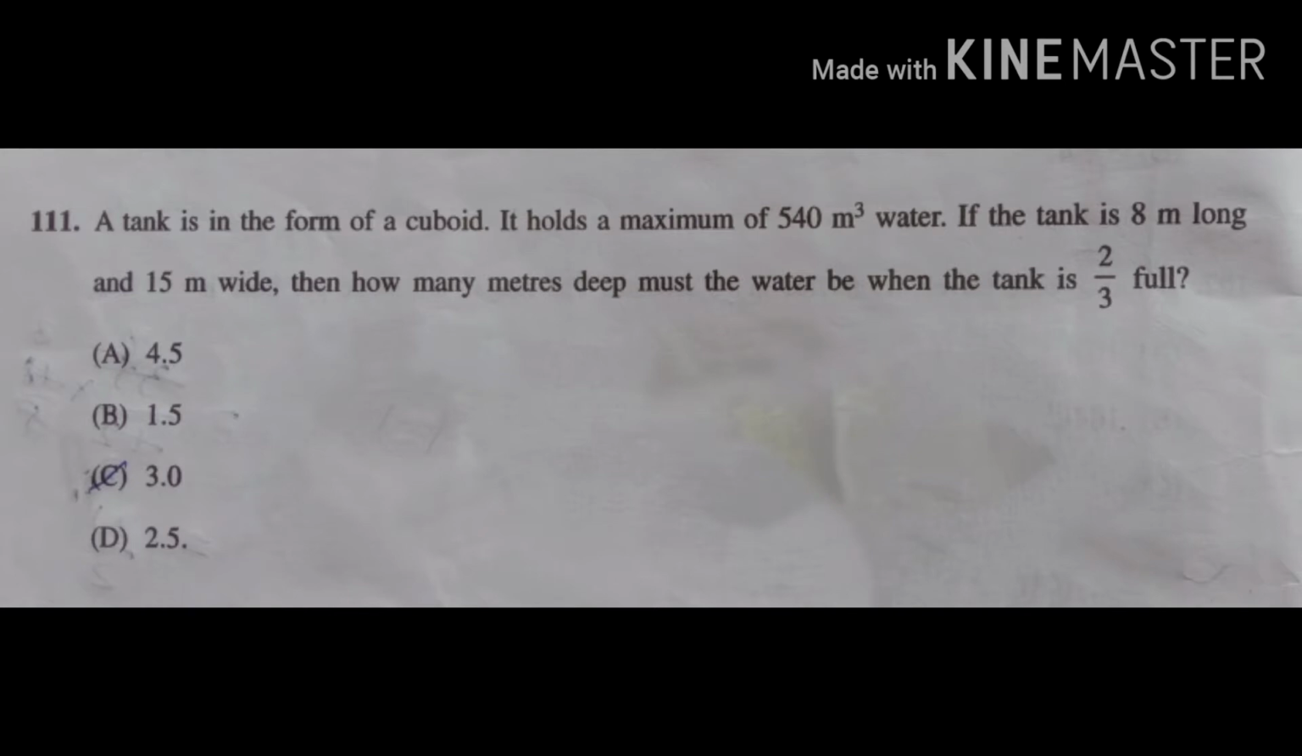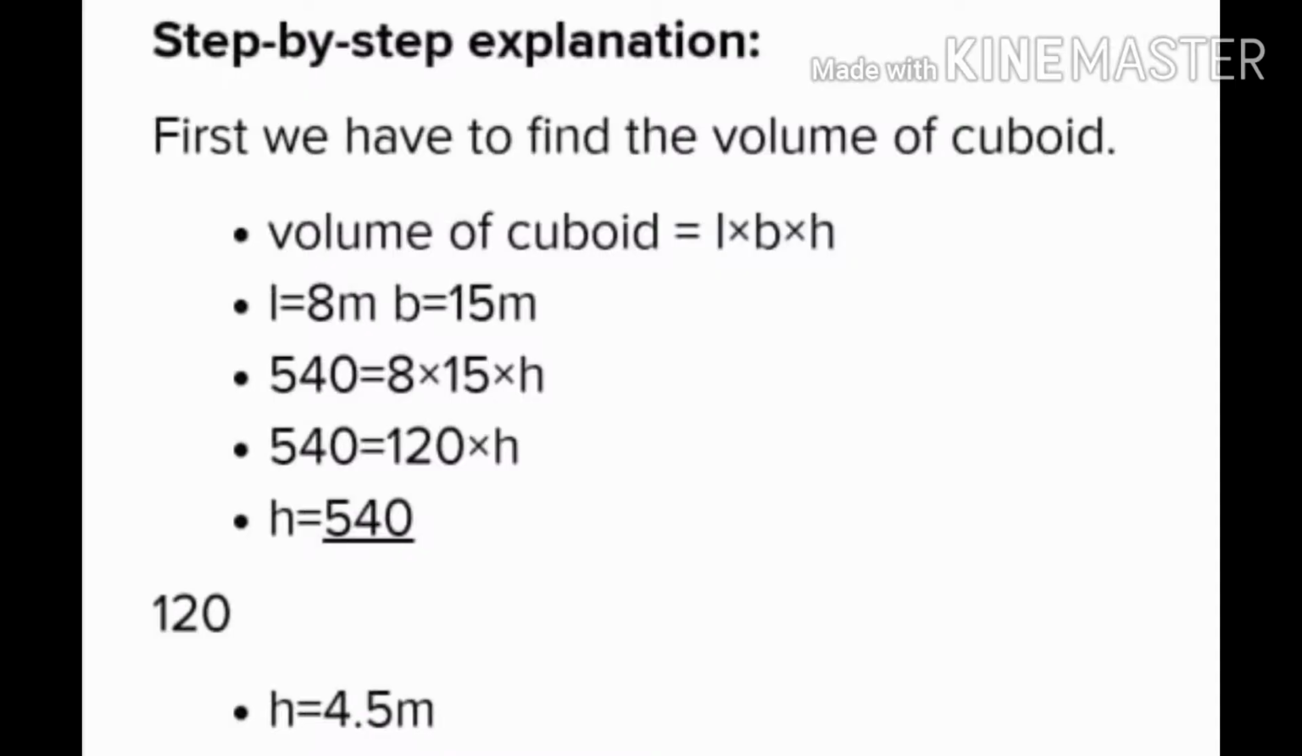A tank is in the form of a cuboid. It holds a maximum of 540 meter cube water. If the tank is 8 meter long and 15 meter wide, then how many meter deep must the water be when the tank is 2 by 3rd full? Options are A 4.5, B 1.5, C 3.0, D 2.5.